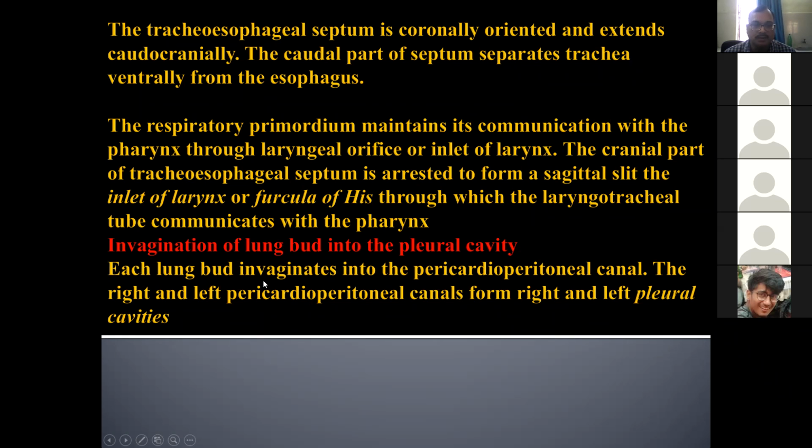Each lung bud invaginates into the pericardio-peritoneal canal, otherwise known as the pleural cavity. The right and left pericardio-peritoneal canals form the right and left pleural cavities. Okay, so these pleural cavities are formed by the pericardio-peritoneal canal, into which each lung bud starts penetrating or invaginating.